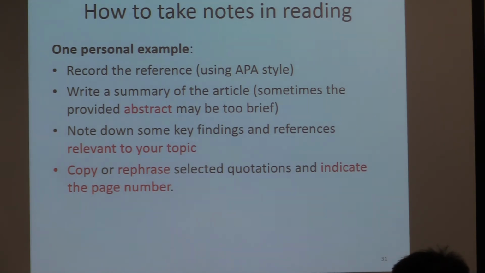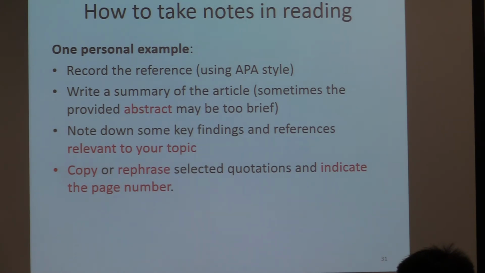When I have time, I write a short summary, but often I just copy and paste the abstract because it's easy and saves time. Because if the articles are published by good, internationally reputed journals, the abstracts are often very clear. Okay, it contains all the key information you want. And sometimes I will note down some key findings and references relevant to my topic.